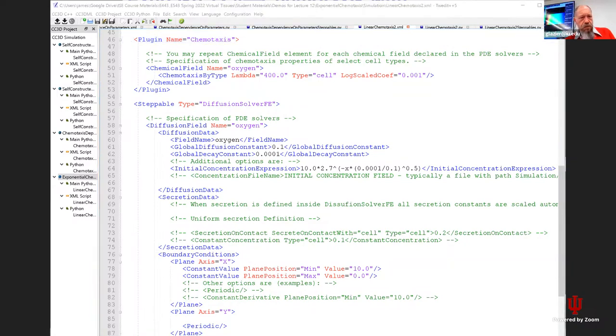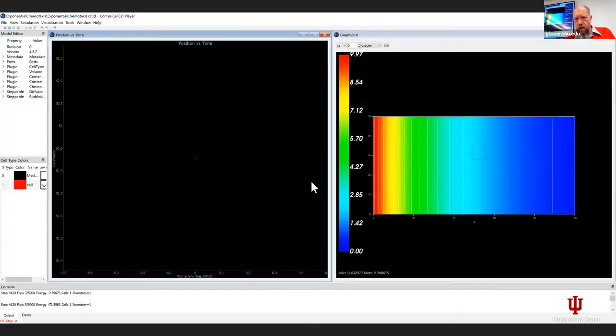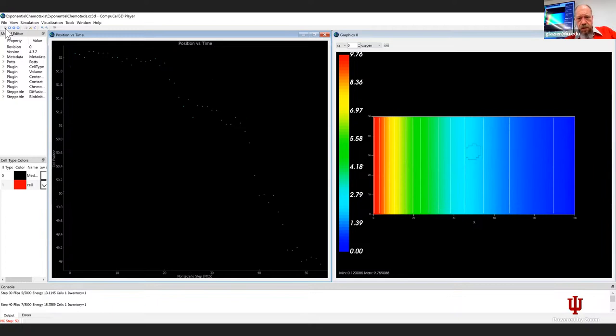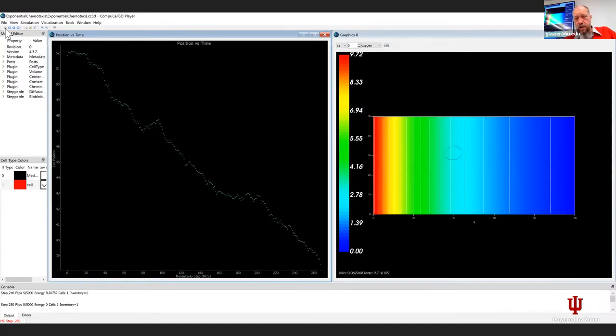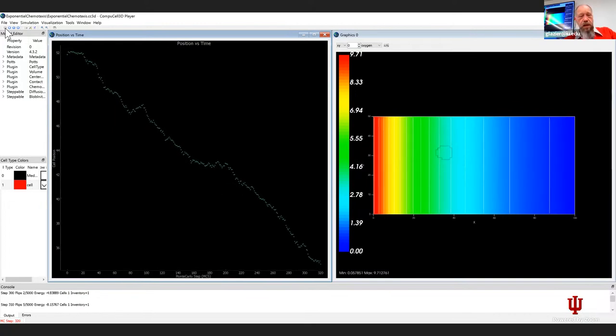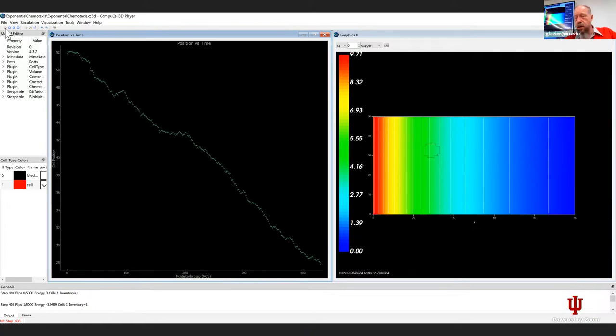Let's see. Let me share. And I'm going to run that here. And let's see what happens. My cell's moving. The movement's a little bit noisy. But you'll notice that the velocity of the cell is almost constant. The slope of that line is about flat, even as I'm going from a region of low concentration to high concentration.